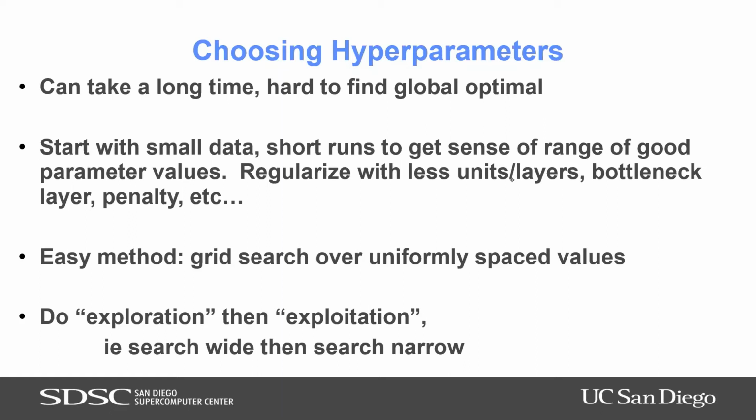Once you have a sense of a good number of units or layers, an easy method to find your best hyperparameters is to do a grid search over uniformly spaced values. So, 1 layer, 2 layers, 3 layers, or 10 units, 20 units, 40 units. Once you find out what is a good range, then you start narrowing your search. That's the exploitation part. The exploration is the wide search, and exploitation is the narrow search.